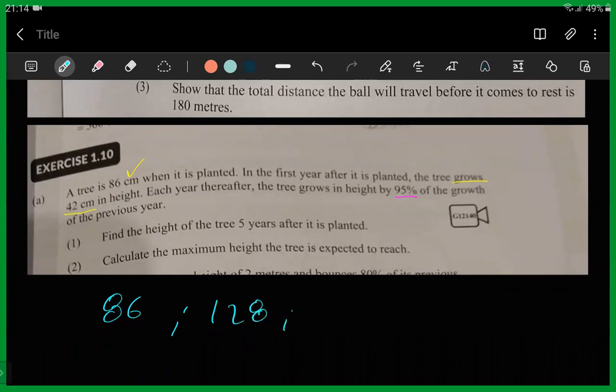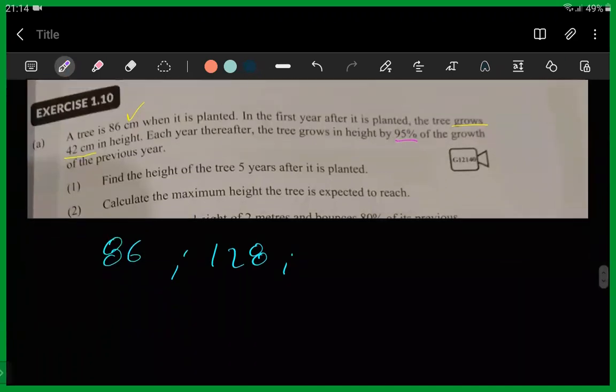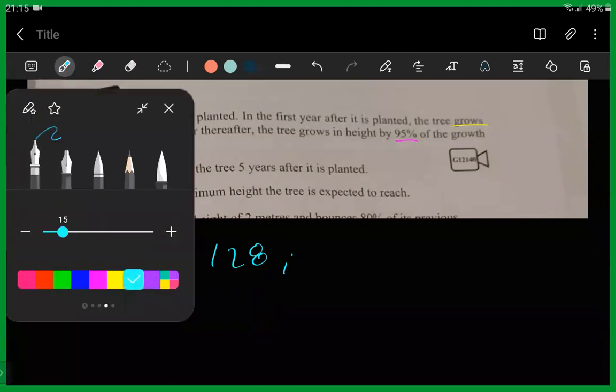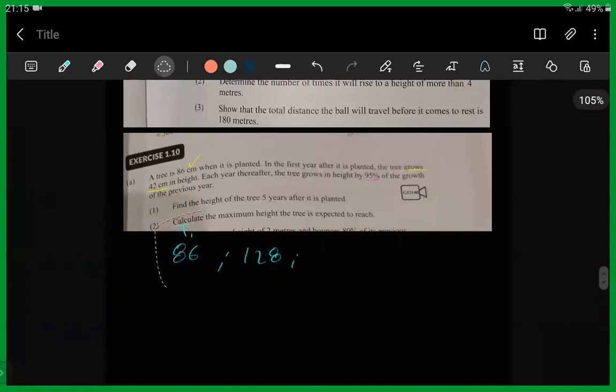But then they said each year thereafter the tree grows by 95% of the previous year. So obviously our whole pattern is going to start from here. This one is almost useless because the jump from here to there is not it growing by 95%. Because here it's saying each year thereafter the tree grows in height by 95% of the growth of the, oh, wait, hold on. No, let me not confuse us. Let's just leave it. It says here when it is planted, it is 86. I was about to even make a mistake here, but reading again helped.